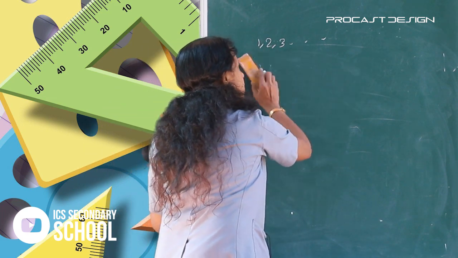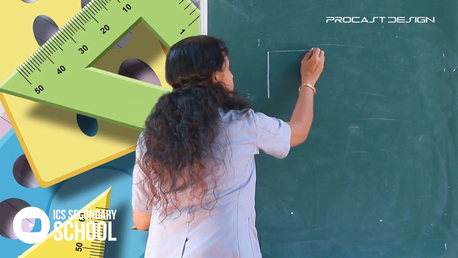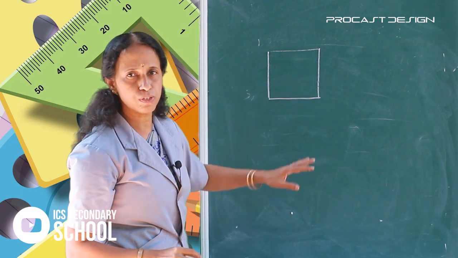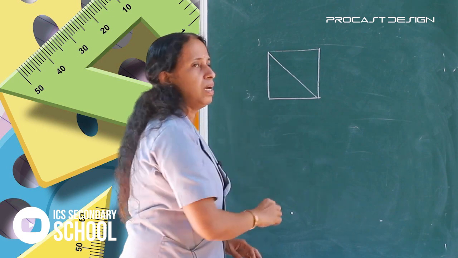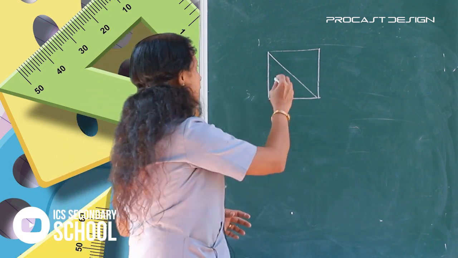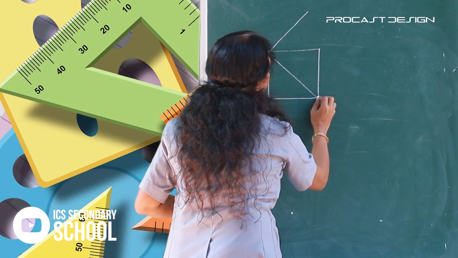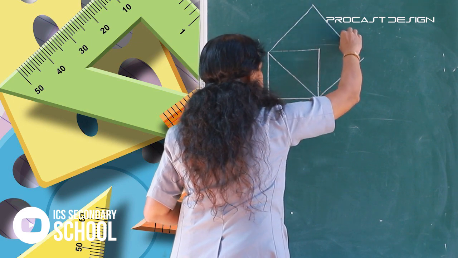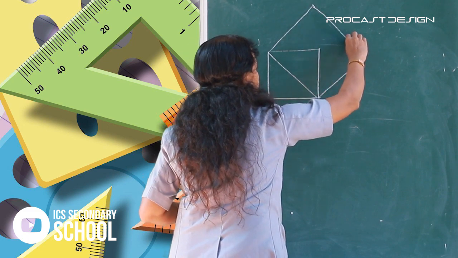This is a small square. Draw a diagonal. A large square can be drawn on its diagonal.